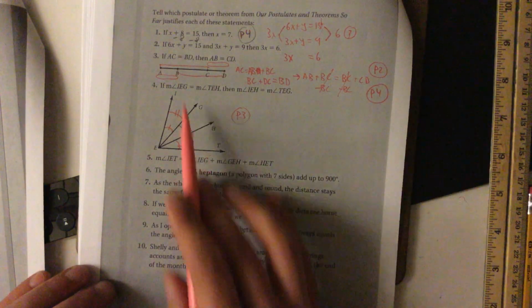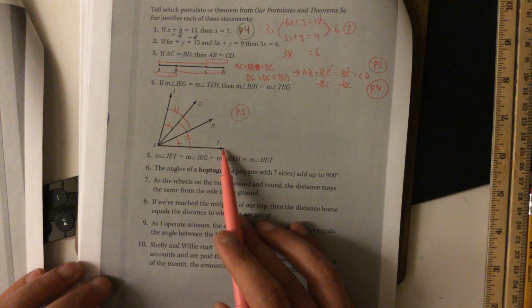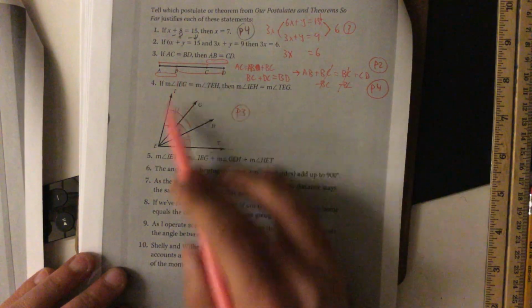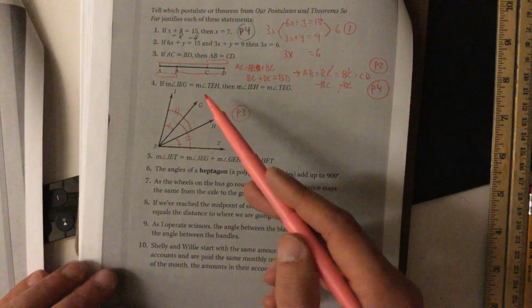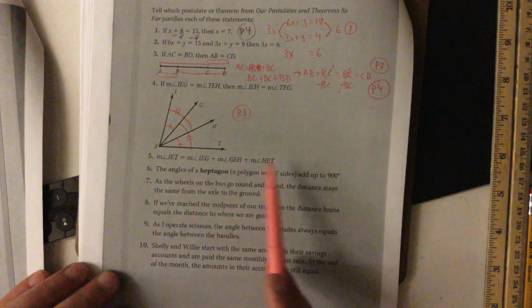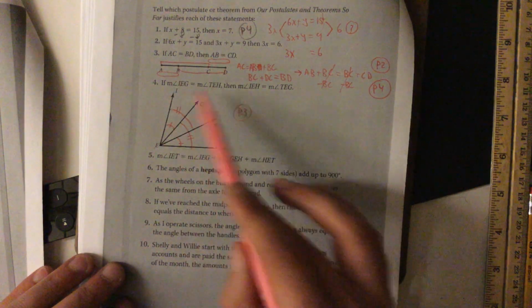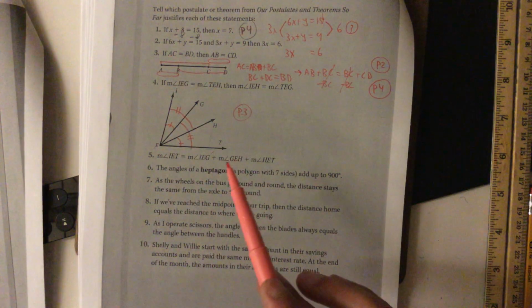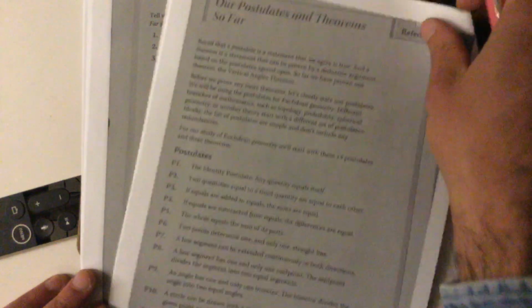This is using the same. If IET is equal to IEG plus GEH plus HET, that means the whole is equal to the sum of its parts. And that would be P5. The whole is equal to the sum of its parts.